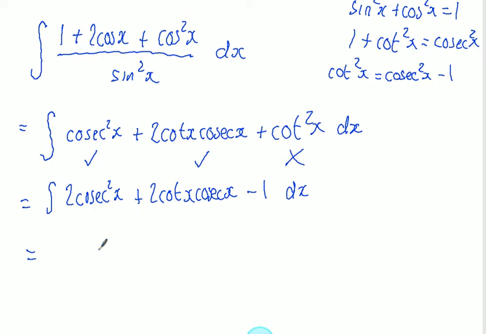Okay, now each term we can sort out. So 2 cosec squared x becomes negative 2 cot x, and 2 cot x cosec x becomes negative 2 cosec x, subtract x plus c. Whew, we did it.